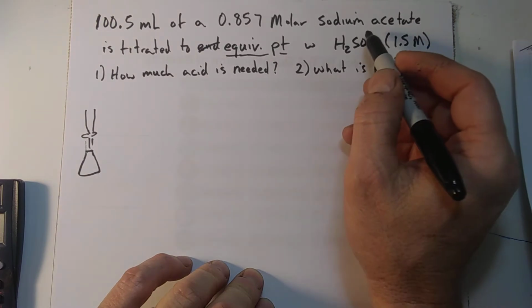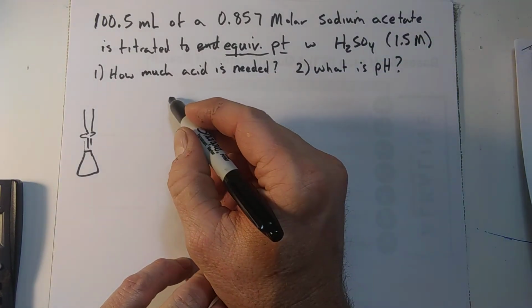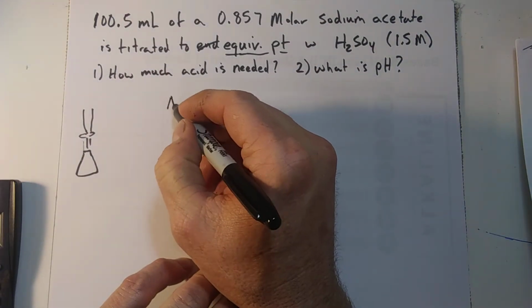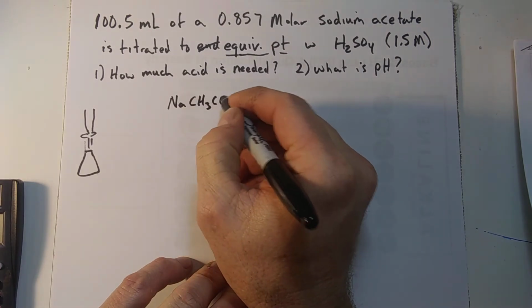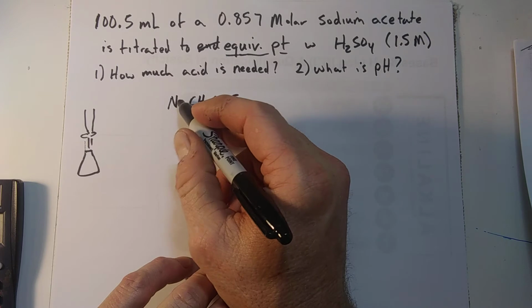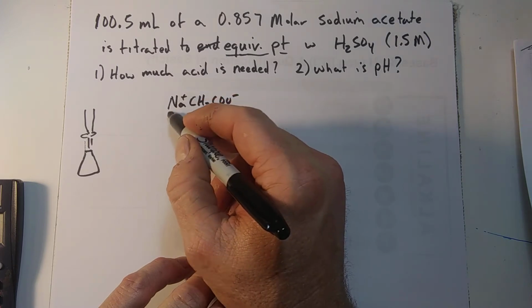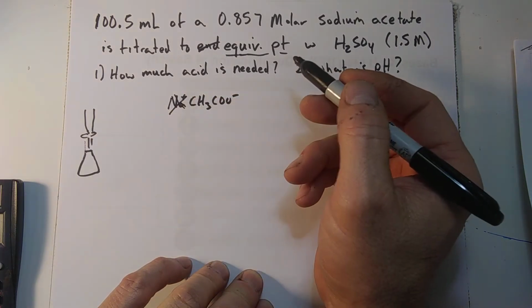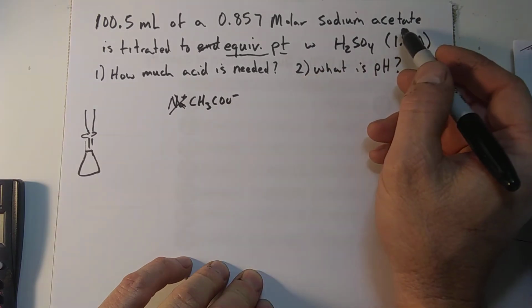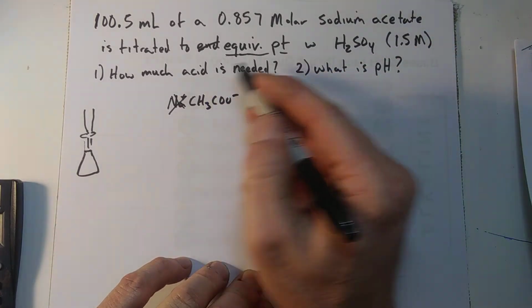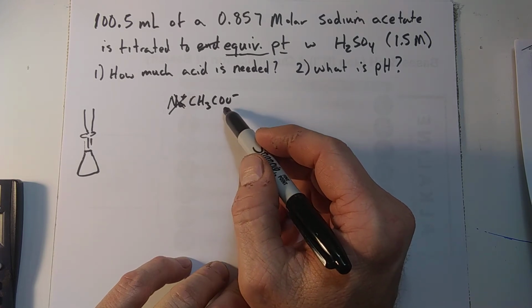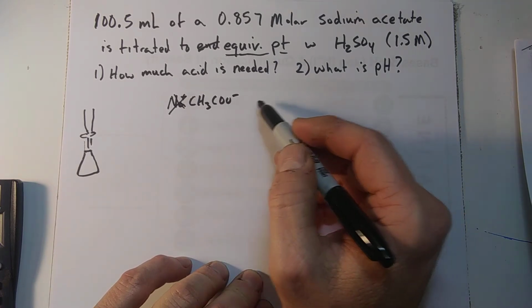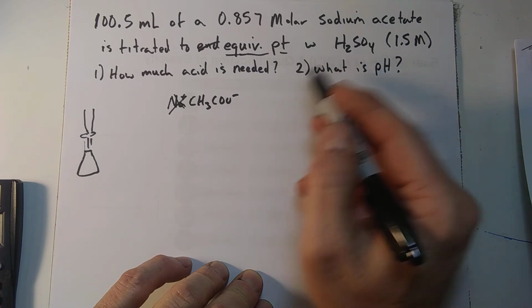First of all, it's saying that we have some sodium acetate. The formula looks something like this, CH3COO minus, counterbalanced by the sodium's positive charge. But because sodium is a spectator ion, I'm just going to cross it out and say I'm just worried about the acetate. And it's titrated to equivalence point, meaning for every one of these, there's going to be one proton with sulfuric acid.